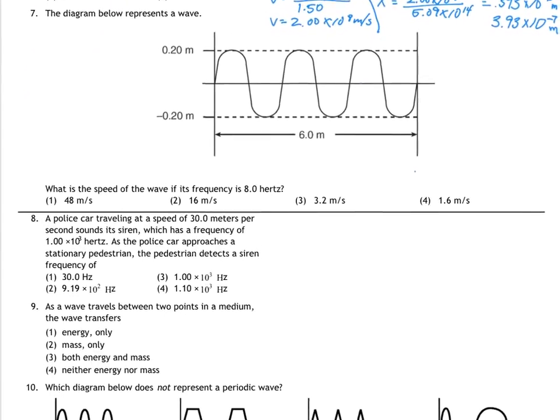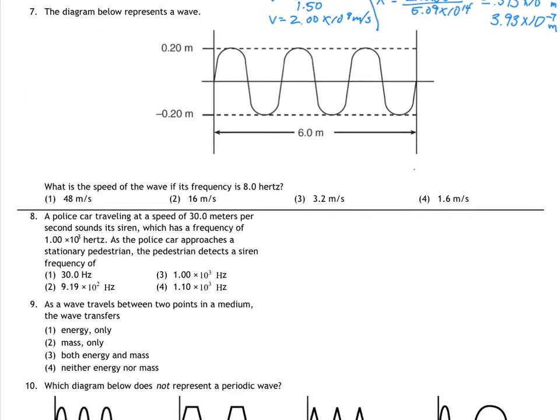Number 7. The diagram below represents a wave. What is the speed of the wave if its frequency is 8 hertz? So v is f lambda, and they are asking for v, and they told me that the frequency is 8 hertz. If I can find out the wavelength from the diagram, then we'll be good to go. So the wavelength is going to be just the distance of one cycle.